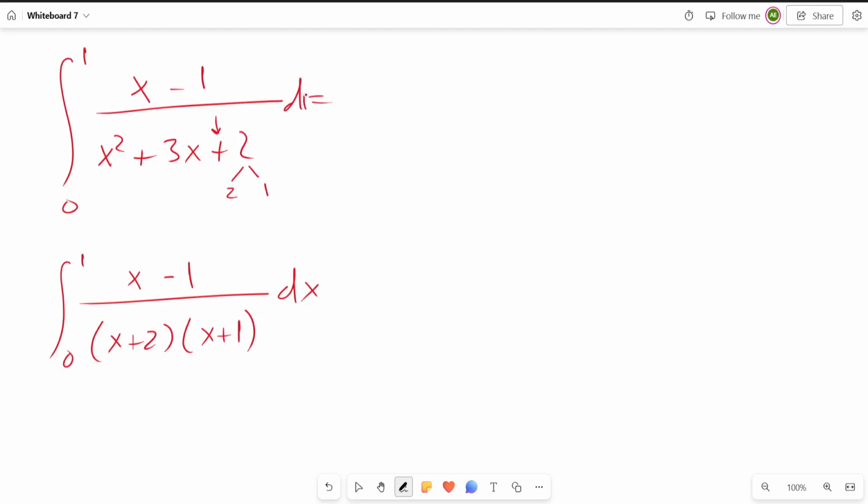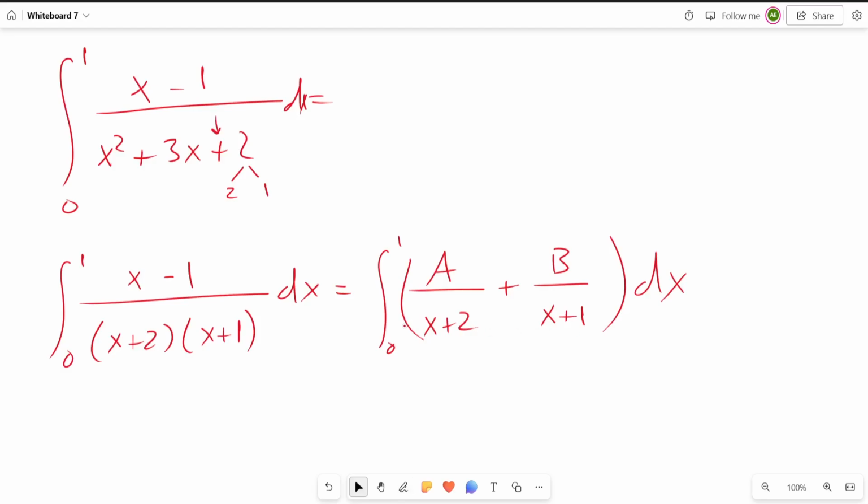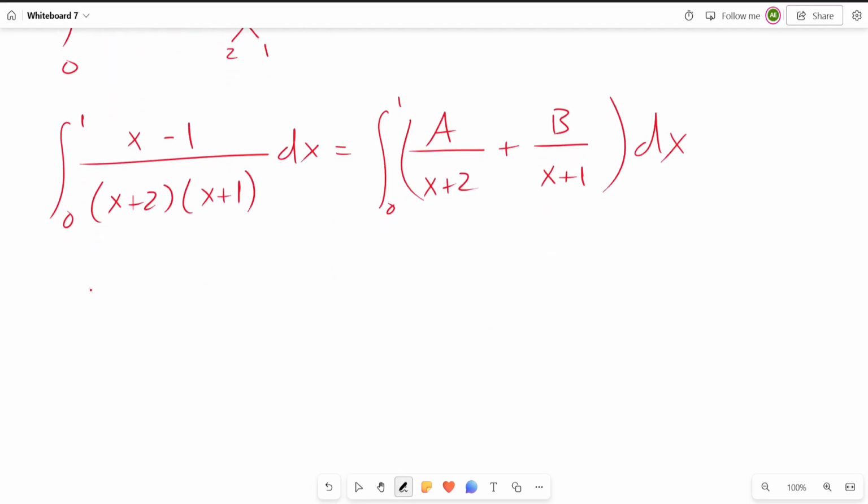This is dx. Okay, so over here I have two linear factors, so I can rewrite this whole thing as the integration from 0 to 1 of a over the first linear factor plus b over the second linear factor, all with respect to dx. So over here I will need to find my a and my b values. So let's work on that. This fraction, I need to write it in this form.